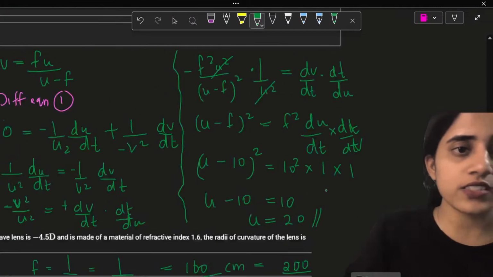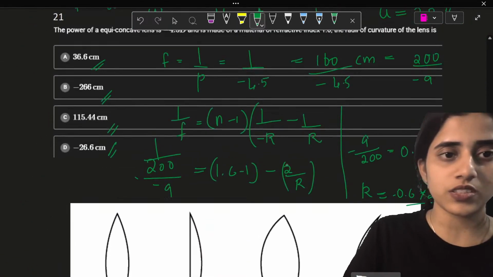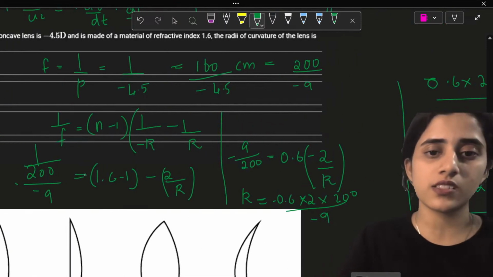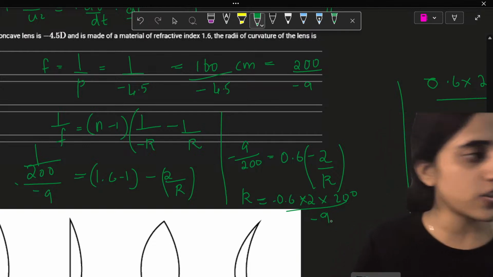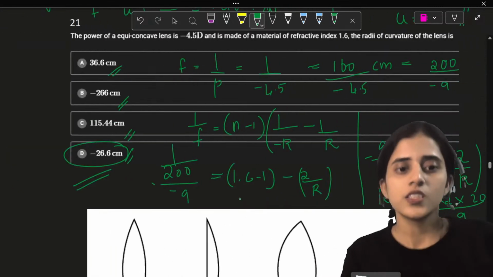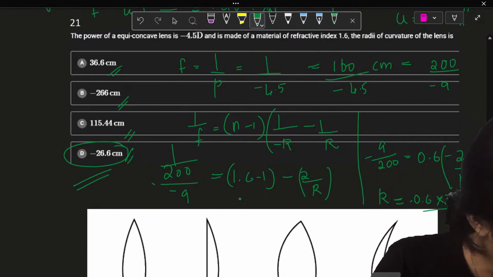Alright, so your answer will be... Oh, which question was it? Yeah, 26.6 centimeters. The negative sign, we missed something. Yeah, it's there. It's not cancelling. It is 26.6. Okay?